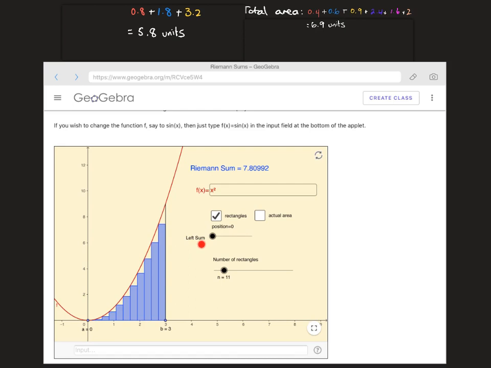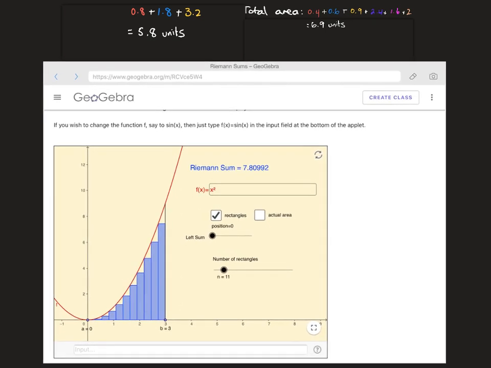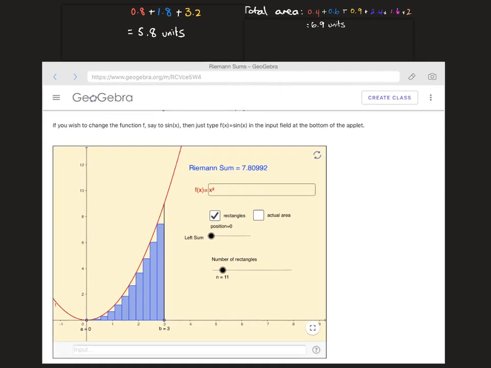And so what it's actually doing here to find the Riemann sum is the sum of all of the rectangles. So this value here is the sum of all of these rectangles all together. And so I can actually move from left rectangles, if I slide this slider, to middle rectangles. So you can have the middle of your rectangle as your measurement. And you can see that you get a different value for the sum up the top in blue.